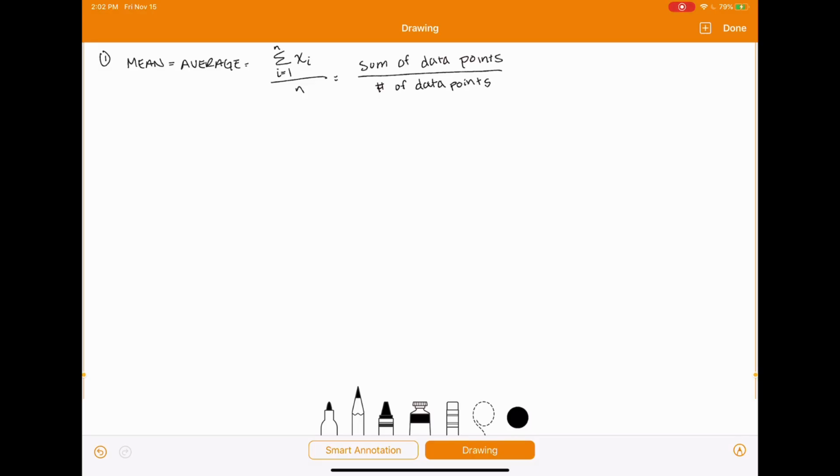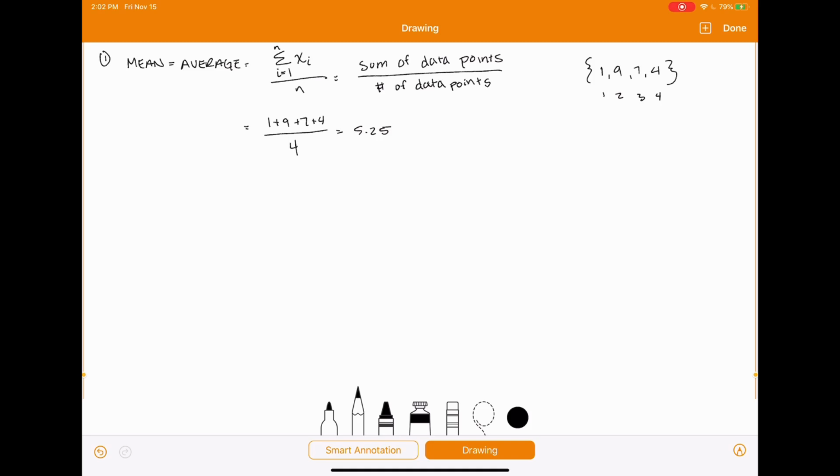So for example, if we have a data set that has 1, 9, 7, and 4, and we wanted to find the mean of this data set, we would sum all the data points, so 1 plus 9 plus 7 plus 4, and divide that by the number of data points. We have 1, 2, 3, 4 data points, so we divide that by 4. And if you do the math on that, you're going to get 5.25.